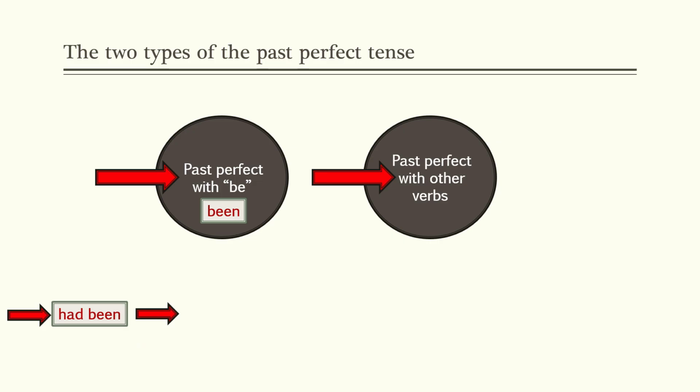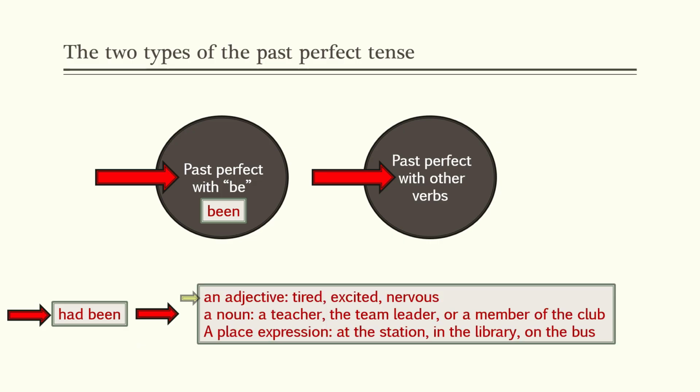After had been, we typically add either an adjective such as tired, excited, or nervous, a noun such as a teacher, the team leader, or a member of the club, or a place expression such as at the station, in the library, or on the bus. This is because been refers to a state of being or a situation that existed before another action in the past.